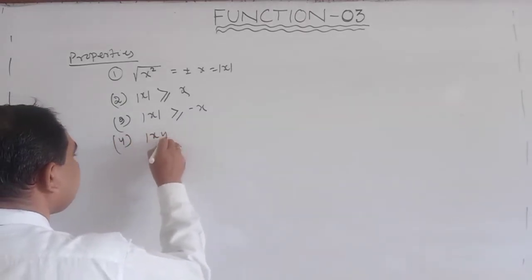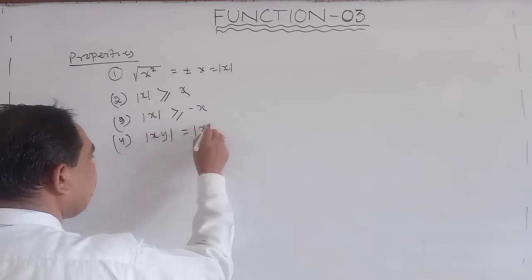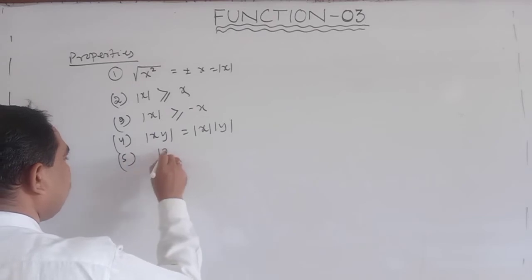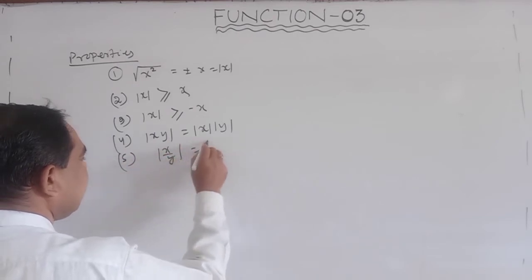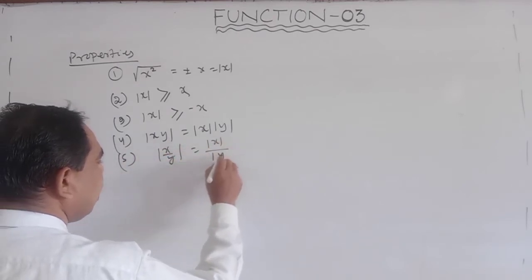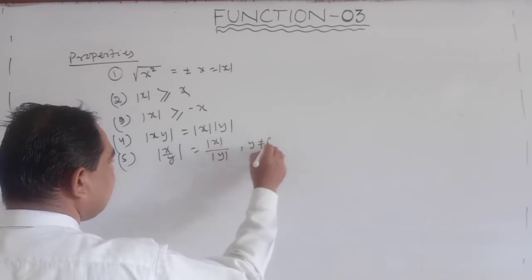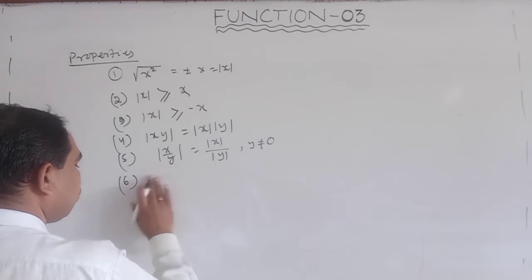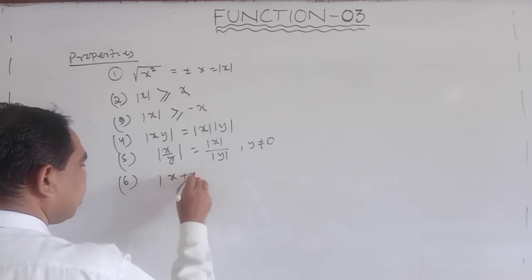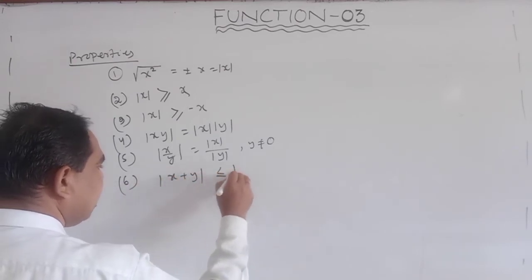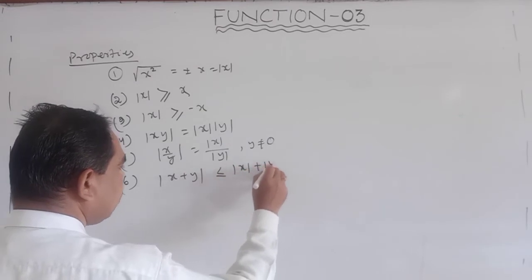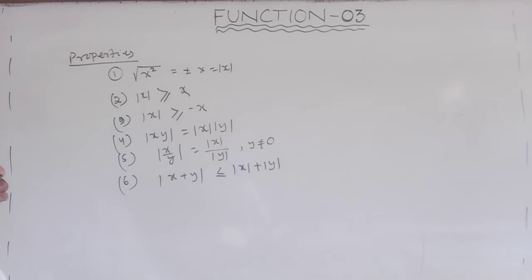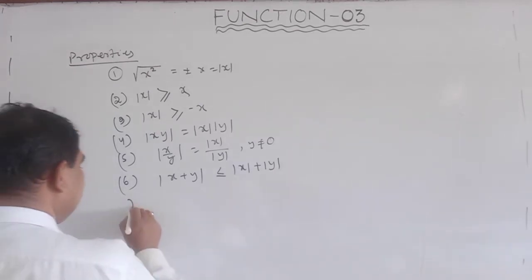Mod of xy is equal to mod x into mod y. 5. Mod of x by y is equal to mod x by mod y, condition y not equal to 0. 6. Mod of x plus y is less than or equal to mod x plus mod y.